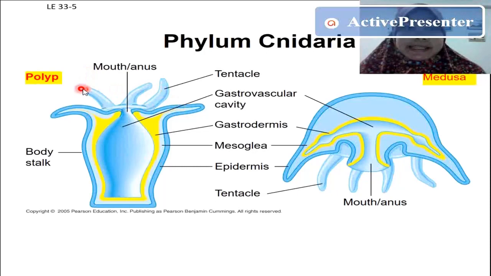The first one here is the structure of the polyp, the sessile polyp. How to differentiate sessile polyp and floating medusa? For the floating medusa, you can see the tentacles basically facing downwards, like the jellyfish. As for the sessile polyp, the tentacles face upward, like the sea anemone. And this is the gastrovascular cavity, which has only one single opening acting both as mouth and anus.